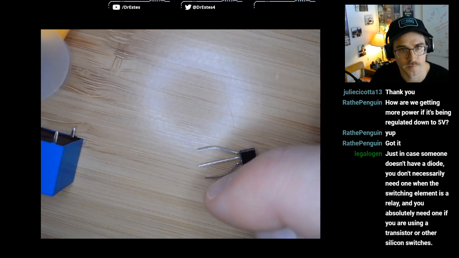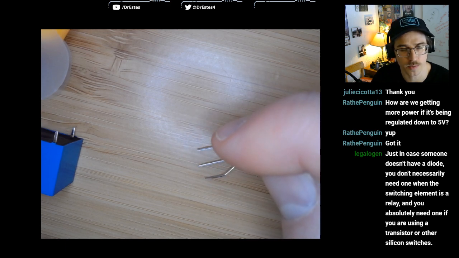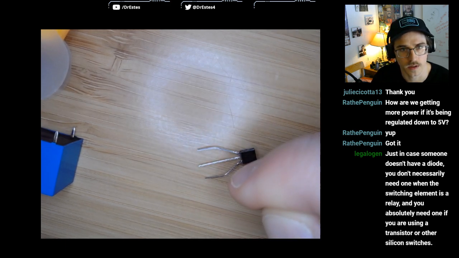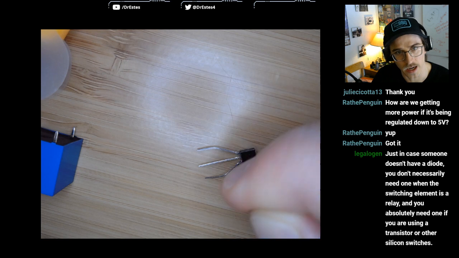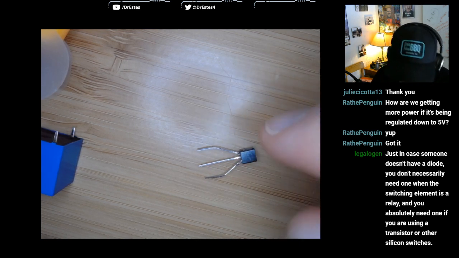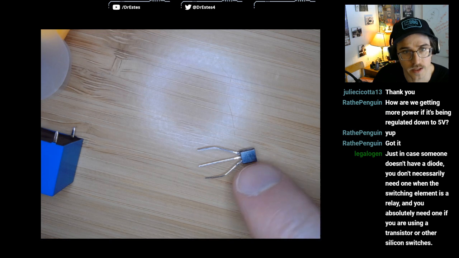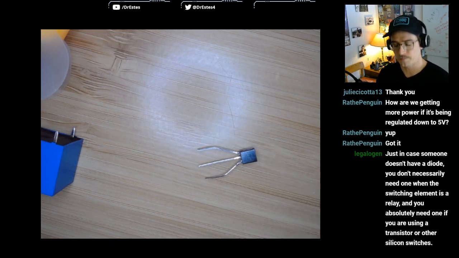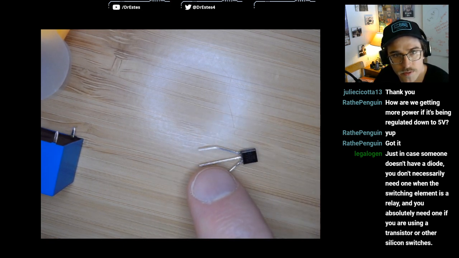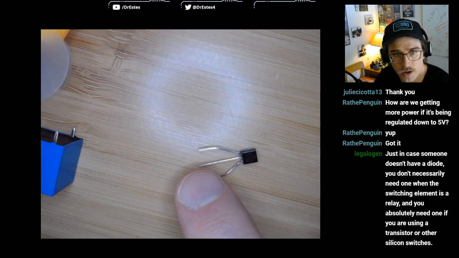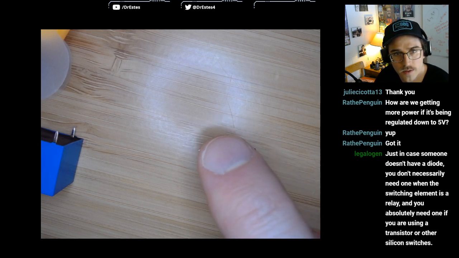The high power we want to run from the collector to the emitter, so following this path. But this path is normally open, meaning current isn't flowing from this leg to the other leg. The way you open this switch is if you apply a little bit of current to the base, this middle one. From the Arduino, we're going to apply a little bit of power to the middle leg, and that'll allow high power to flow from this side to this side.